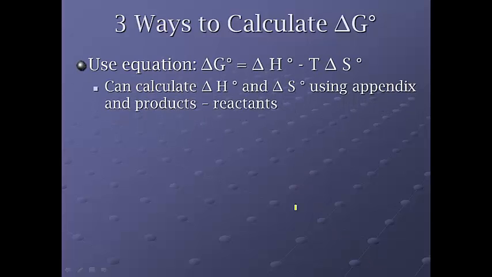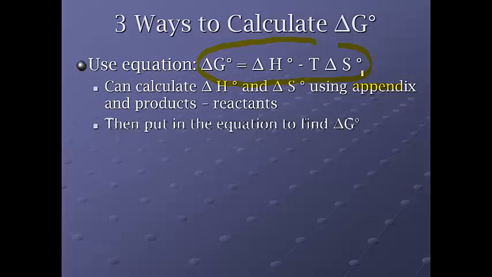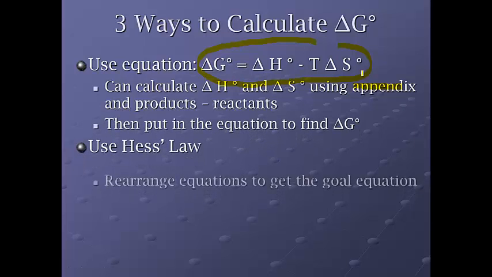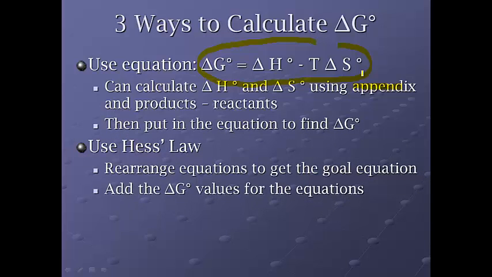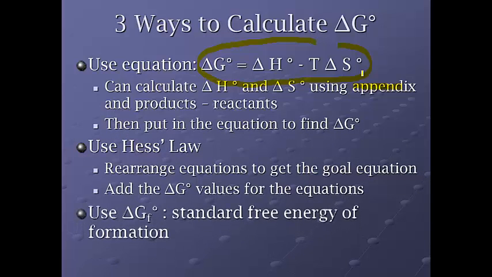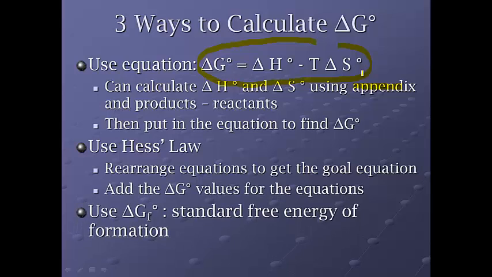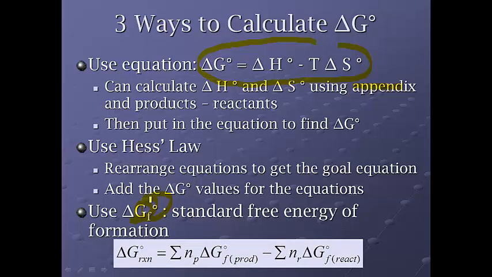Now, you've got 3 ways to calculate delta G. You can use our equation that we've been doing, plug and chugs. You can find delta H primes and delta S primes in the appendix in the back of the book, still products minus reactants. You can also put those in the equation. You can also use Hess's law. You can use delta G values for those equations. They'd obviously happen to be given to you. You also can use the delta G prime standard energy of formation, and that's, again, our sum laws.